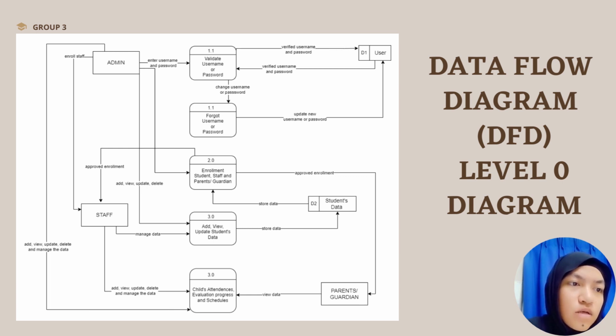Okay, for the DFD of the Parit Bilal preschool student enrollment system, we've got three levels. For the first level, the context diagram, we've got admin, staff, and guardian or parent. Then we've got five processes: 1.0 is validate username or password, then 1.1 forgot username and password. The second process is the enrollment system for staff, parents, or guardians. The third is add, view, update student data.